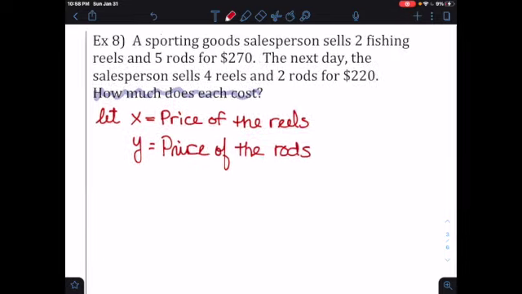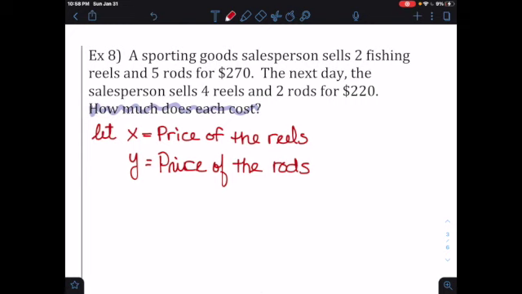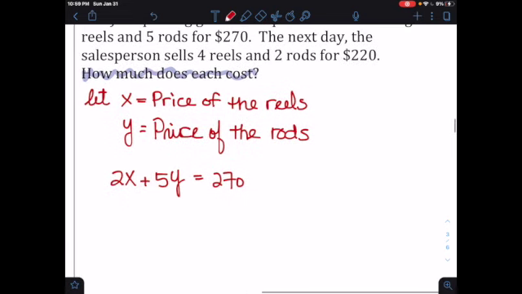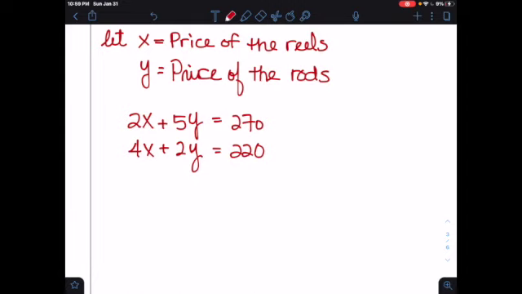All right, so now selling 2 fishing reels: the price of the reels is going to be 2 times x, and x stands for the price, so it's 2x. Now 5 rods is going to be plus 5y, equals that whole transaction of $270. And the next one is the salesperson sells 4 reels. Reels is again x. So 4x plus 2 rods, that's 2y, equals $220. And there is your equation, and just solve it.